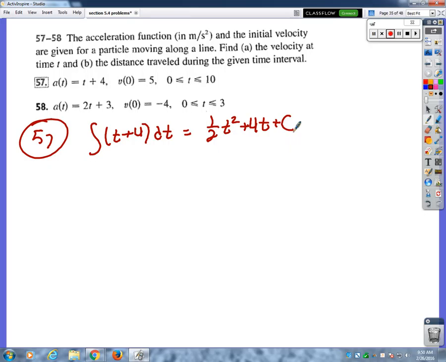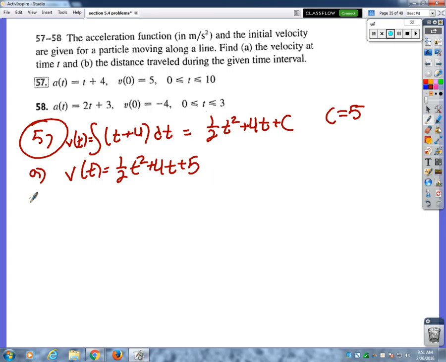And then that's the velocity equation. And we know that when t is 0, the velocity is 5. So if you plug in 0 for t, what do you get for c? 5. So c equals 5. So that means our velocity equation is actually 1/2 t squared plus 4t plus 5. Okay? Okay, so that's the answer to part A.